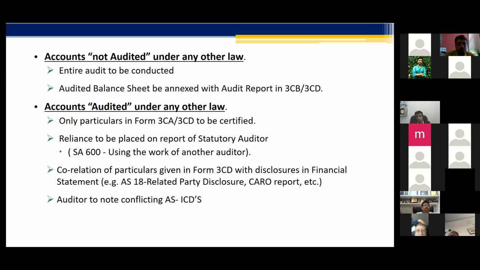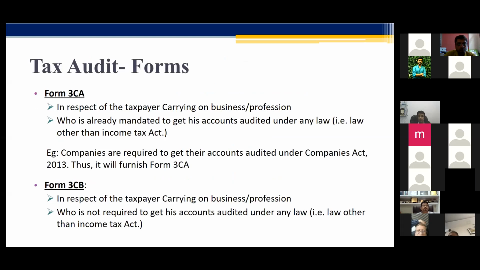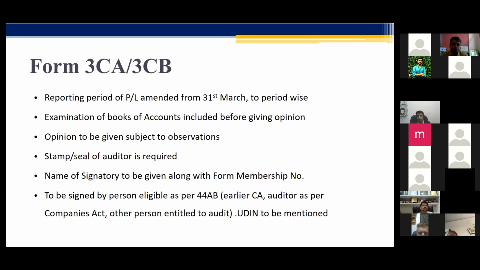Tax audit forms: Form number 3CA and 3CB is the audit report, as earlier mentioned. 3CA where the audit has been carried out under another statute, 3CB when it has not been carried out under any statute. Both would be annexed with Form 3CD. Form 3CA, 3CB again is the format. Only addition which has happened since last year is UDIN. We have to report our UDIN number also, which is generated for the purpose of 3CA and 3CB.